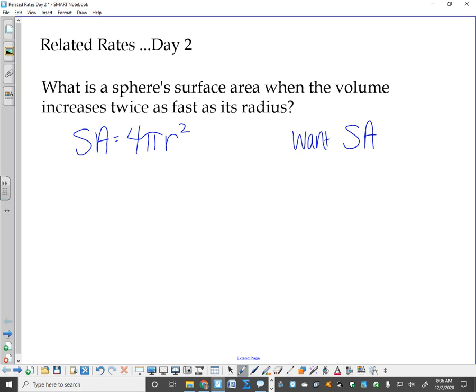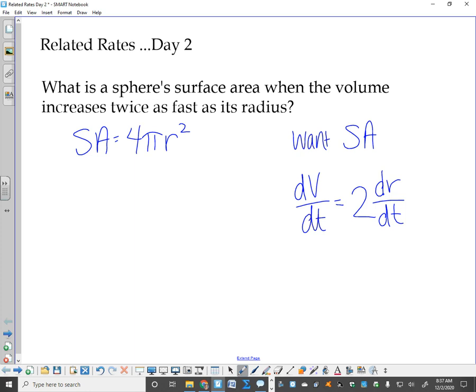When the volume increases, so that's dV/dt, change in the volume, twice as fast as the radius is increasing. Just kind of have that relationship. Okay, so I want surface area, so the surface area formula is going to be on the main stage. But here's the question, and this is why I love these problems. You can't just robotically go take the derivative of the surface area formula. I don't want the rate of change of the surface area. I wasn't given that, and I don't want it. So there's no need to go take the derivative of the surface area formula.